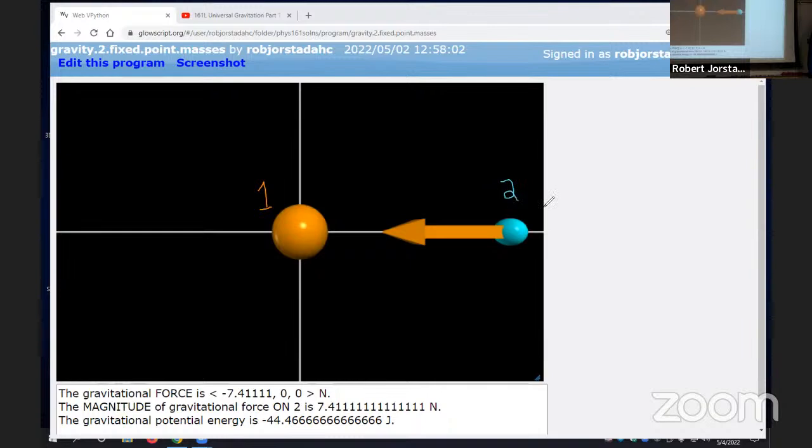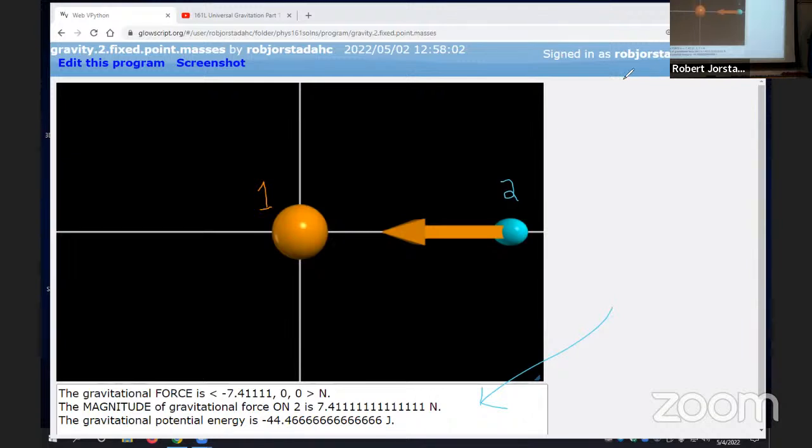Now, at first, notice we've got the gravitational potential energy. Down here at the bottom of the screen, you can see the gravitational potential energy. Notice it's negative. And we've got the magnitude of the force and the force vector. So I thought I might show you what this looks like in the code here.